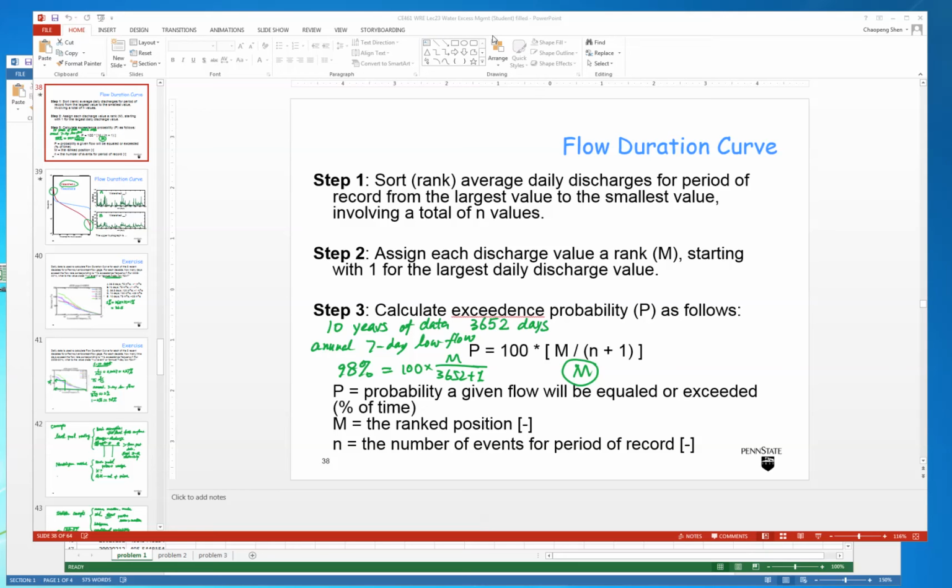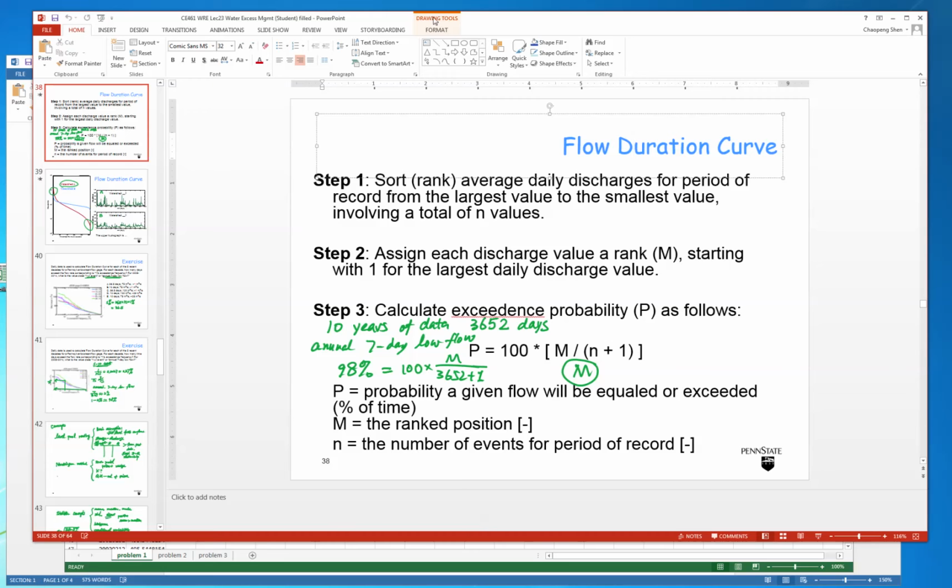Hi folks, I just want to do a very quick note on how you do a flow duration curve. This instruction is actually on the lecture 23 water excess management field slides. A flow duration curve is an exceedance probability plot. It shows you the probability that a value is being exceeded, and the probability is calculated as the rank over n plus 1, where n is the number of data points.